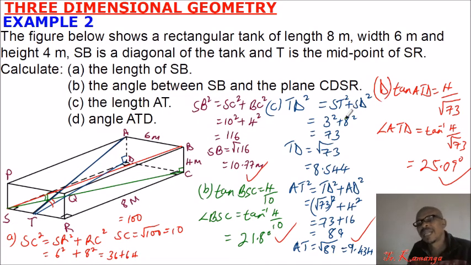Again, you should understand how to get the angle between a line and a plane, which we have said is the angle between that line and its projection, where the projection is actually the shadow of that line. With that, I hope you have understood. So that is the end of lesson 1.